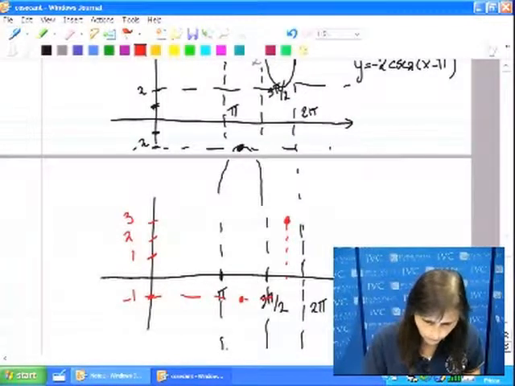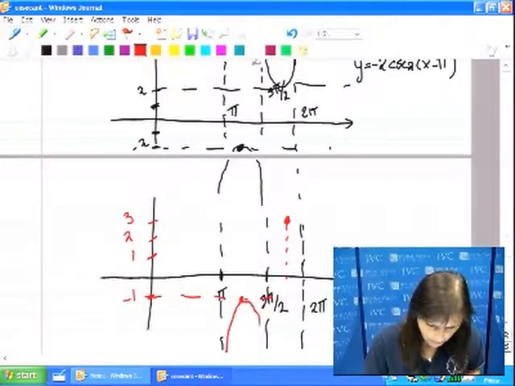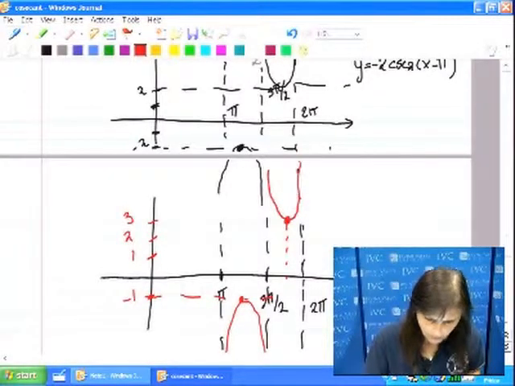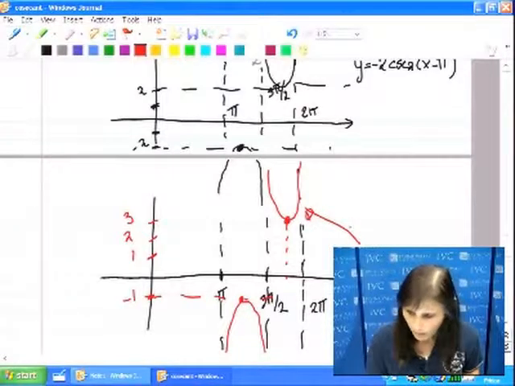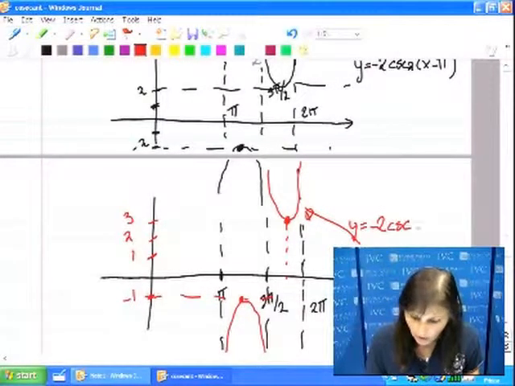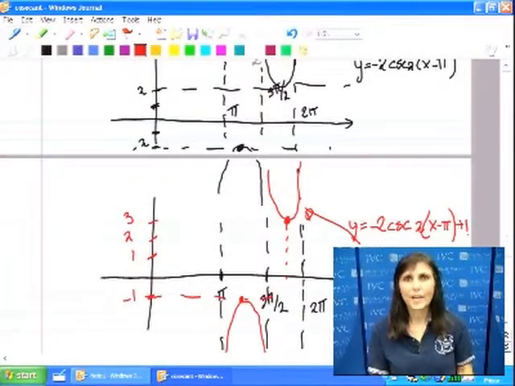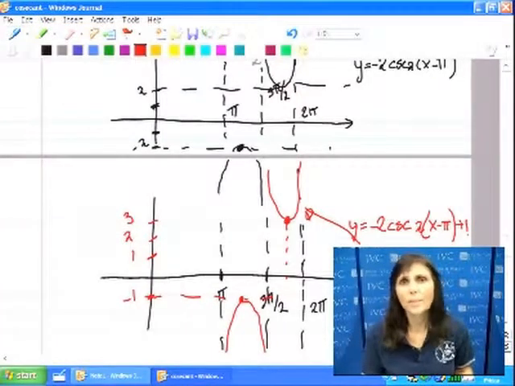So it will look something like this. So this is the picture of y equals -2 cosecant 2x minus pi plus 1. So if you do it one step at a time, I think you can keep out of trouble.